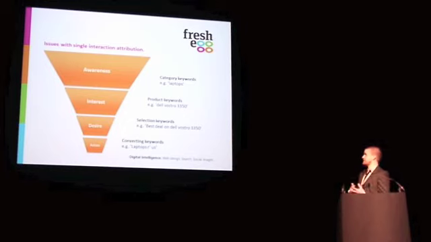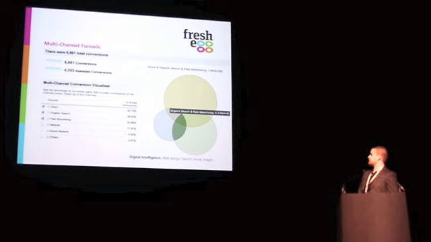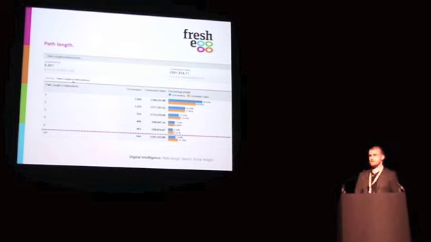So Google's answer to this multi-attribution question is multi-channel funnels. And the overview report, which is a bit top line, shows you the standard conversions, but also this new metric, assisted conversions. The Venn diagram shows you the overlap between the different channels. In this case, 6.53% of the conversions involve both organic and paid search.